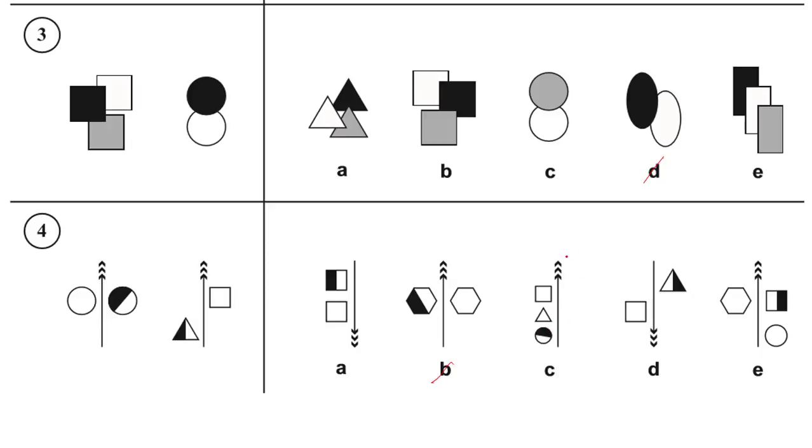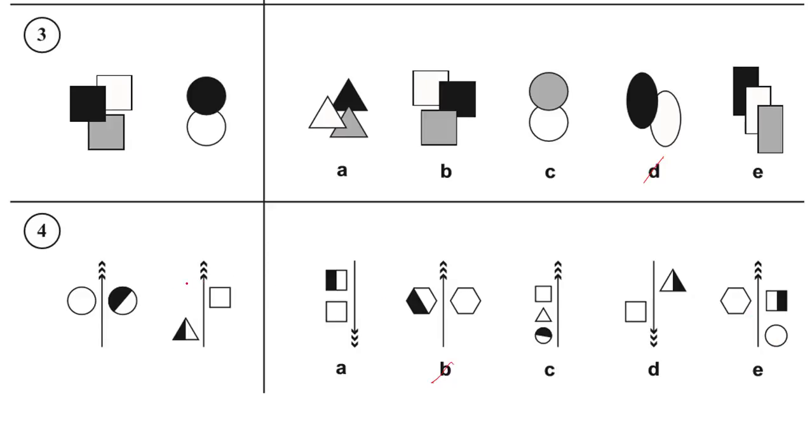Okay. Now if you look at this one here, the arrow is going up, which is good. But then you've got three shapes, which is not allowed. With this one, the arrow is going down, so it's obviously out. With this one, yes, the arrow is going up, but you've got three shapes. Okay, and that's not acceptable.